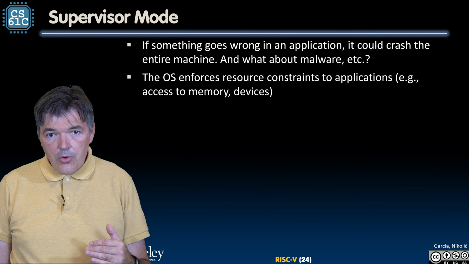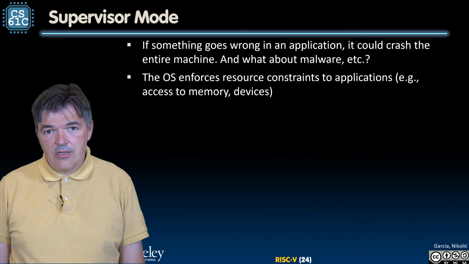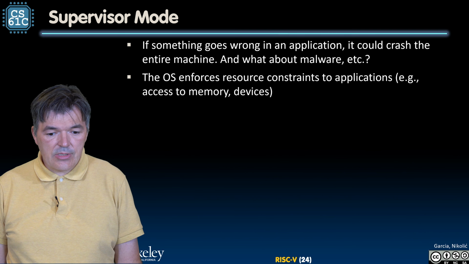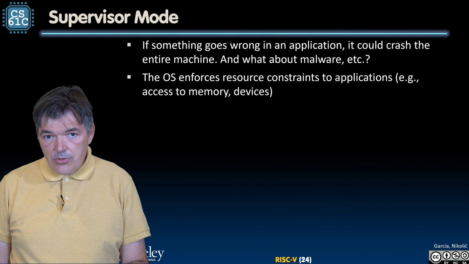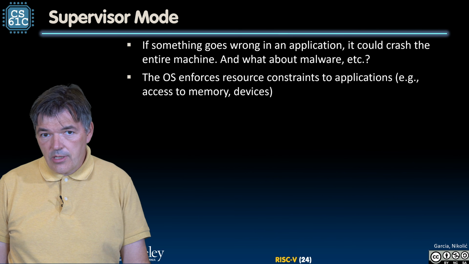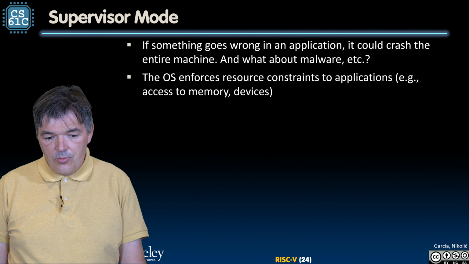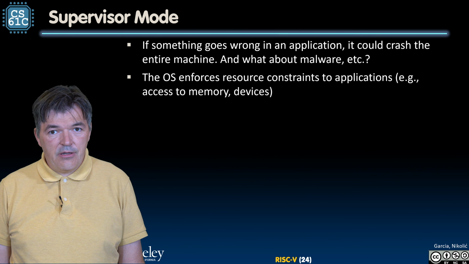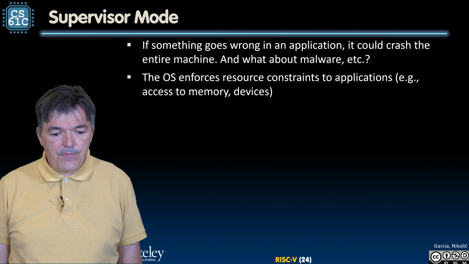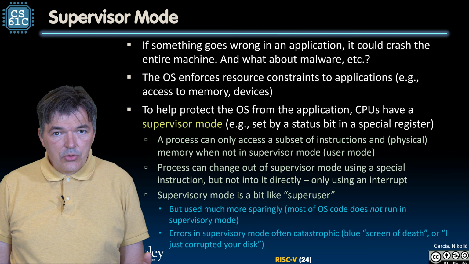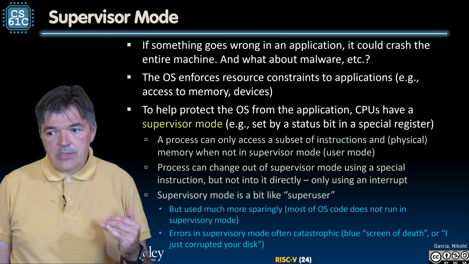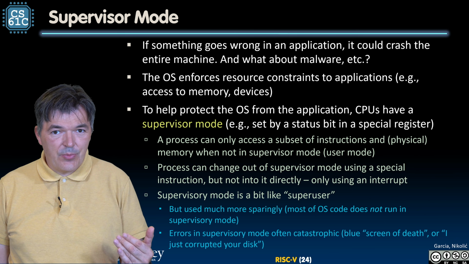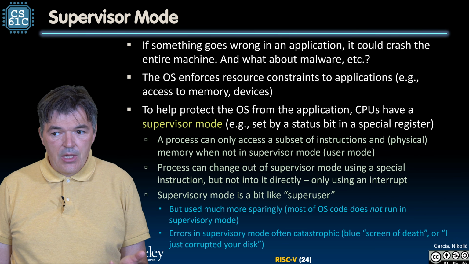So the OS manages a bunch of applications and prevents them from doing something wrong. It puts constraints on the applications on where they can write, which part of the memory they can access, and which devices they can access. In order to do that, the operating system has a higher, more privileged mode of operation. It is called the supervisor mode.